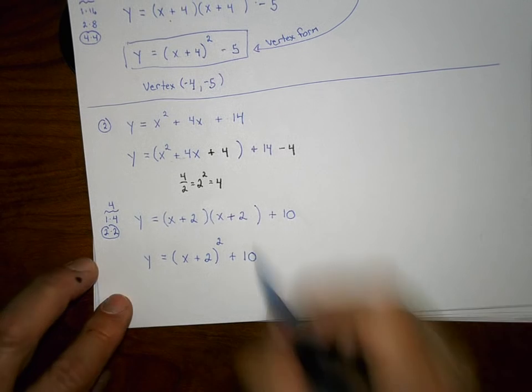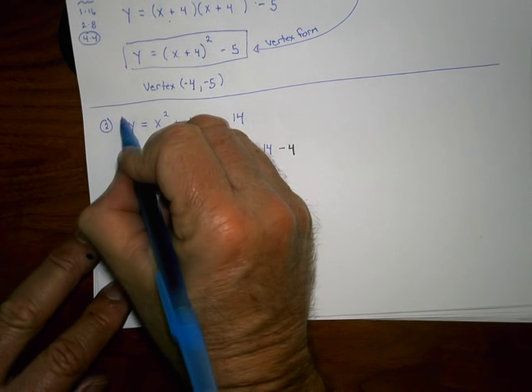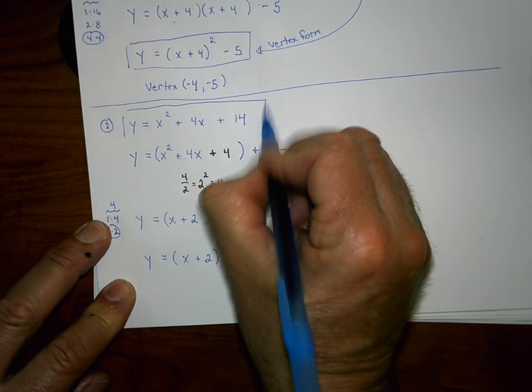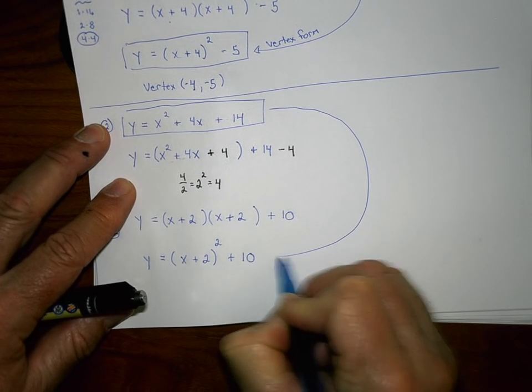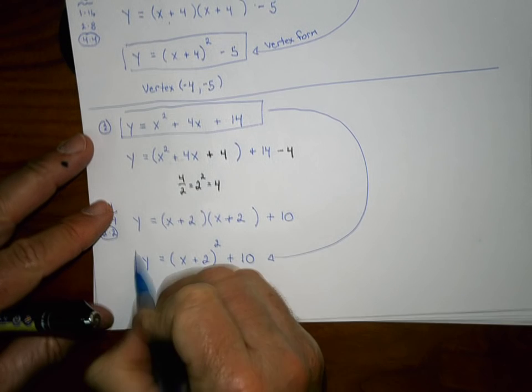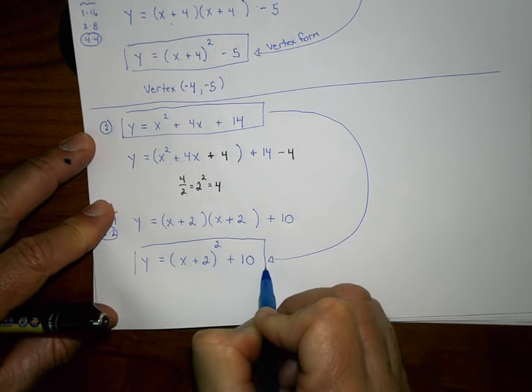So once again, what did I do? And I'm done. I started with this form, which, once again, is in standard form, and then I changed it into vertex form.